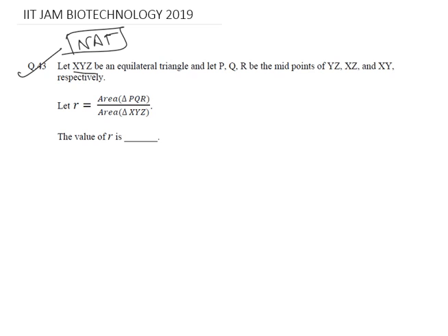Let XYZ be an equilateral triangle and let P, Q, R be the midpoints of YZ, XZ and XY respectively. Let r be equal to the area of triangle PQR divided by the area of triangle XYZ. Then we need to find the value of r.